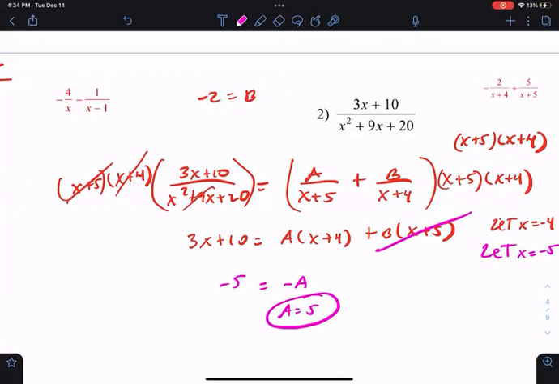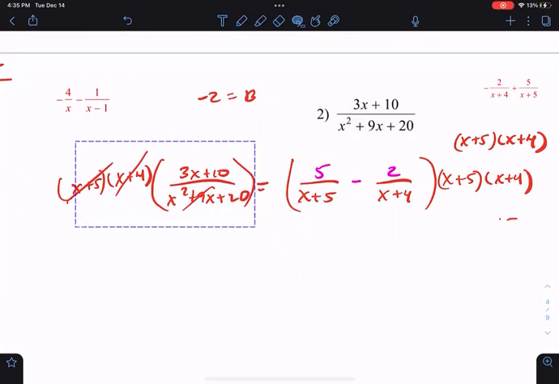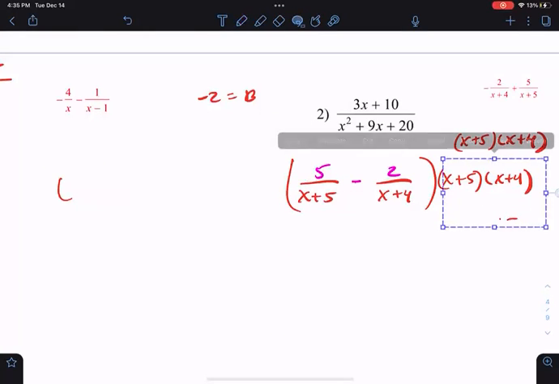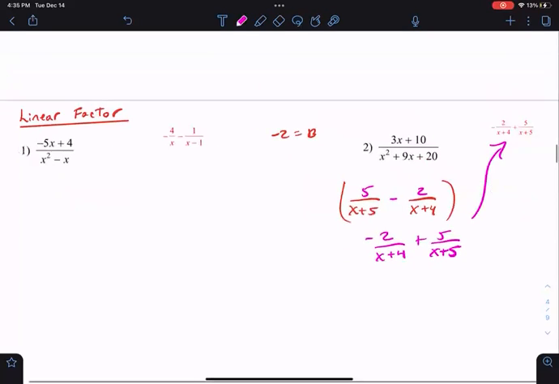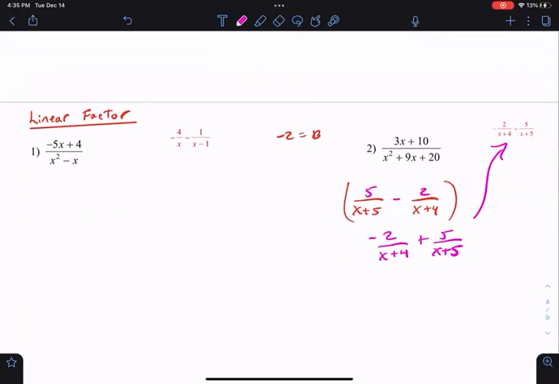So the answer should be what? So a is 5, and b is negative 2. So that should be the answer for the problem, right? We don't need anything of that. So this is the answer. Yes, so that's the answer. You can rewrite it if you want. You can say this is negative 2 over x plus 4 plus 5 over x plus 5, as they have in the answer here, right? If you want, but it is the same thing. Okay, so this is the linear factor case. This is the easy case, right?